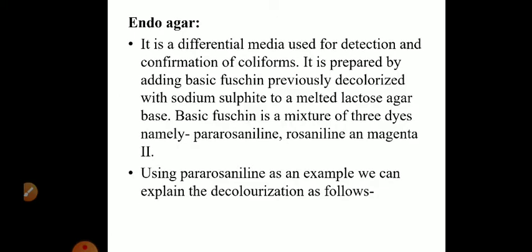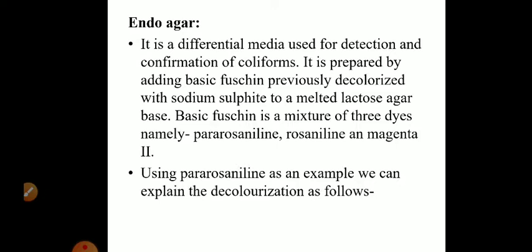Endo agar is again a differential medium used for the detection as well as confirmation of coliforms. It is prepared by adding basic fuchsine, previously decolorized with sodium sulfite, to a melted lactose agar base. That means the medium contains lactose, sodium sulfite and basic fuchsine, but the basic fuchsine is previously decolorized. Basic fuchsine is a mixture of 3 different dyes: para-rosaniline, rosaniline and magenta 2.